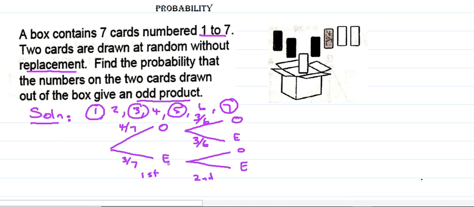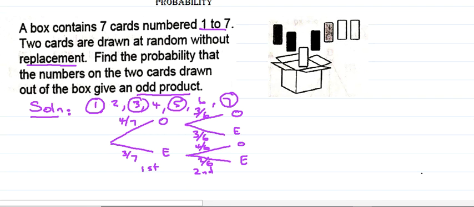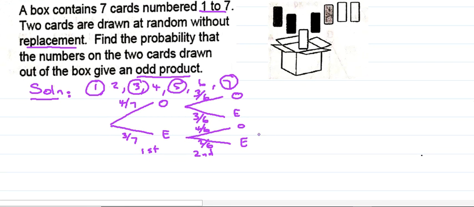But let's say we draw an even card. So our even cards will reduce by 1, so we'll have 2 out of 6. But our odd cards will still remain there, so we'll have 4 out of 6. So these probabilities are very important in determining the answer to our question.